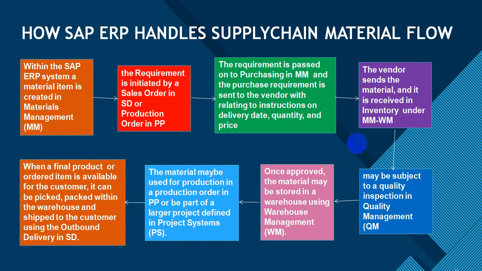Now, when a final product or ordered item is available for the customer, it can be picked, packed within the warehouse and shipped to the customer using the outbound delivery in sales and distribution, SD. So you see how the material flowed through the SAP system. Now, while this is happening, there is good visibility of these processes. Also, your inventory is well managed so that you don't have too much inventory. You have the right quantity of inventory that you need per time. There is good reporting, there is good monitoring, and all this, put together with the ERP, you're able to get an effective and efficient supply chain.